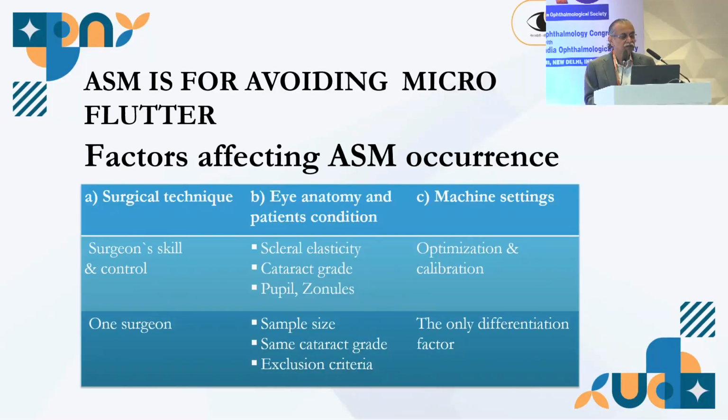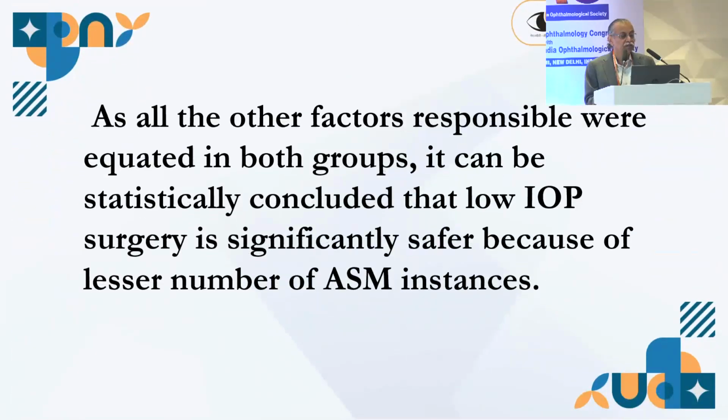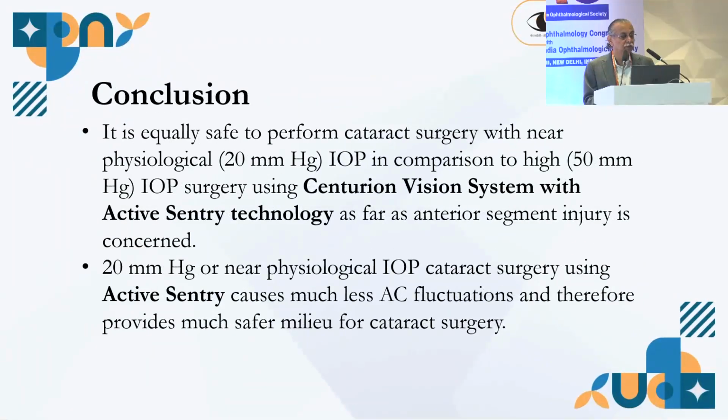Now there are three factors which affect this. Number one is surgical technique, but it was a single surgeon study. Eye anatomy, the groups were matched, and so the only difference between the two was the machine setting, that is the IOP setting. And therefore we can safely say that low IOP is significantly safer as compared to high IOP, as far as ASM instance, that is microflutter, is concerned. And microflutter obviously will mean that of course the major flutter also won't be there.